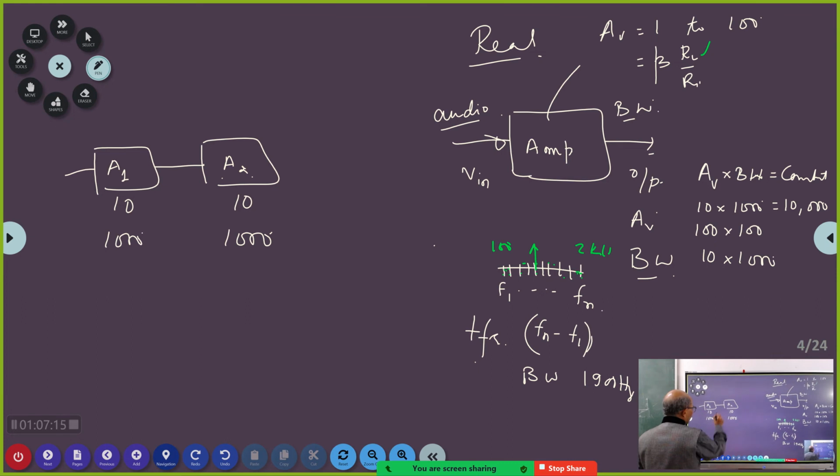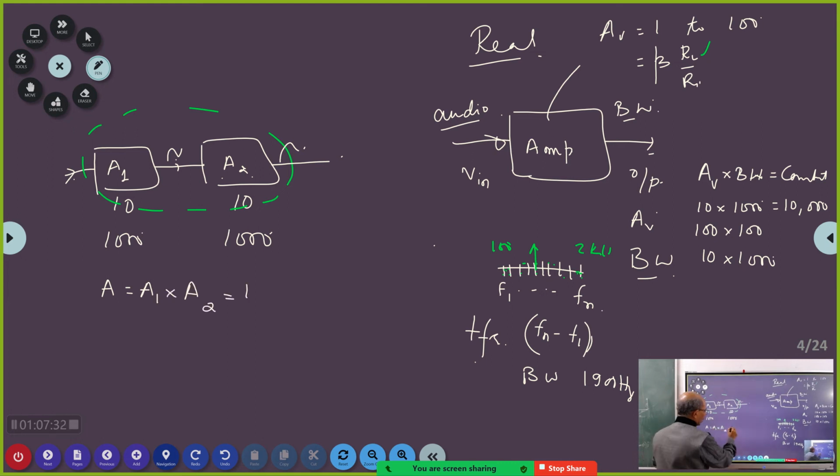Yes, sir. Now the combined amplification of these two. So this signal will get amplified, and again this signal will get amplified. So what will be the total amplification? A is equal to A1 into A2. So 10 into 10 becomes 100. Required gain. Did you understand? Hello? Yes, sir. Correct. So if I connect two in series, I will get that. But the bandwidth will still be 1000. The bandwidth will still be 1000.